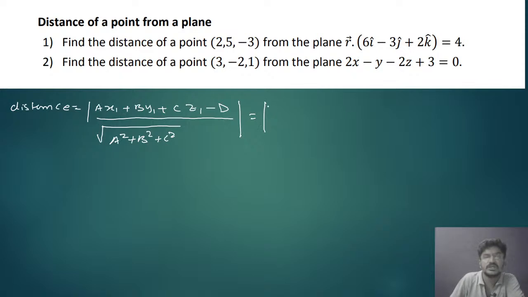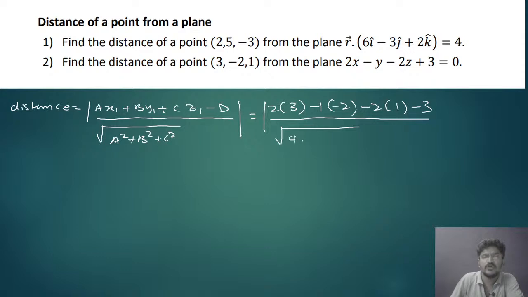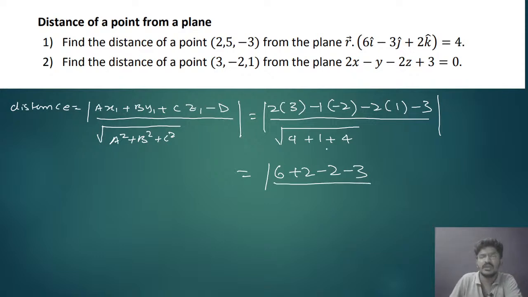That is A is 2, x1 is 3, B is minus 1, y1 is minus 2, C is minus 2, z1 is 1, D is 3, divided by A square is 4, B square is 1, C square is 4. Therefore, mod of 6 plus 2 minus 2 minus 3 divided by root 9. Most of you are telling it as 1. So check your answers.